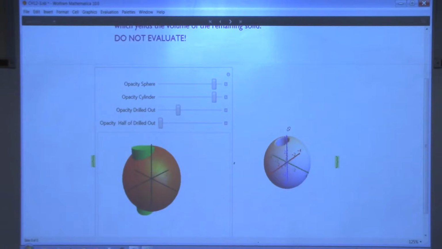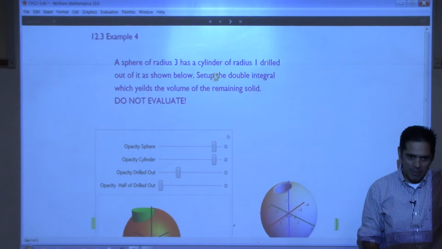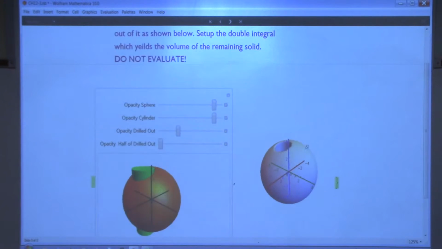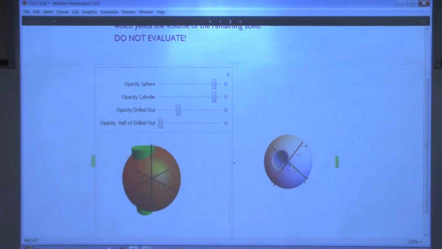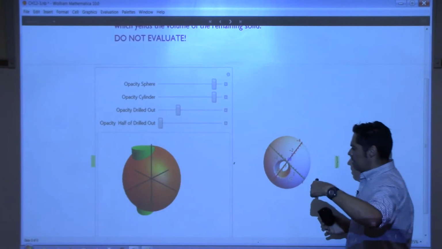So the idea here is that the radius of the sphere is 3. And I come in here with a drill bit that has a radius of 1. But this drill bit, I'm not going right through the center of the ball. That would be too easy to find the volume. Instead, what I'm doing is I'm drilling so that this is the x-axis, by the way, this is the y-axis. My drill bit's coming in here.